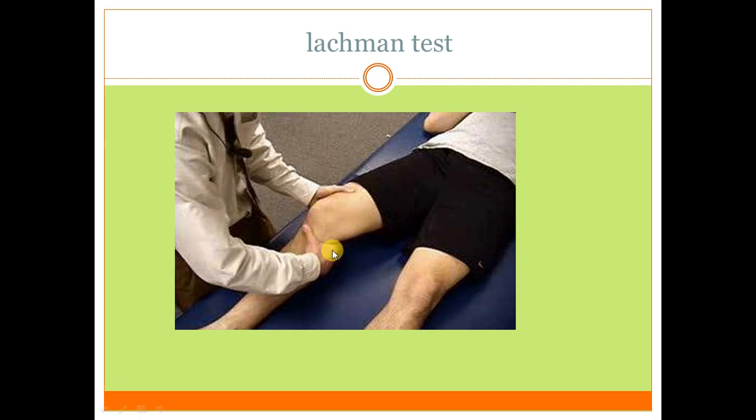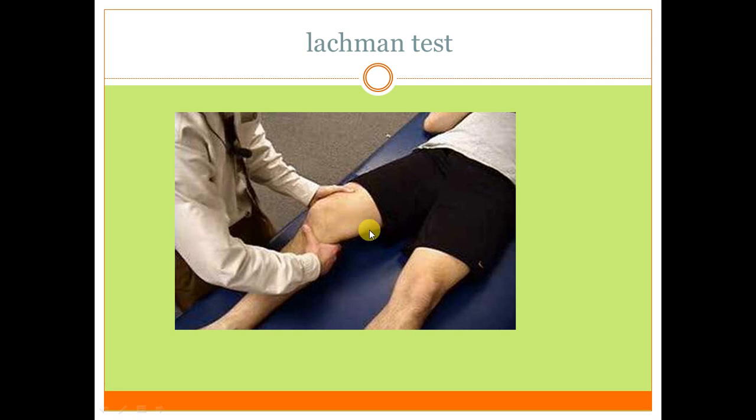Then you do the anterior drawer. You feel translation and end point. Translation, as I usually inform you, is about 5 millimeters. This is the normal anterior step off of the tibia in relation to the femur. If it is translated more than this, in comparison to the other side, this could be ACL. Also the end point.